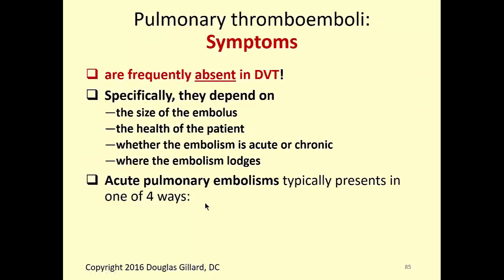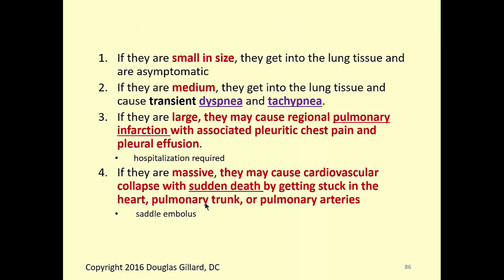Symptoms, frequently absent again, but they depend on the size of the embolus, the health of the patient, whether the embolism is acute or chronic, where the embolism lodges. Acute pulmonary embolisms typically present in 4 ways. If they're small, they're going to get stuck in the lung tissue, won't even know they're there. They'll just be reabsorbed by the body. But if they're medium size and they get into the lung tissue, they can cause a transient dyspnea.